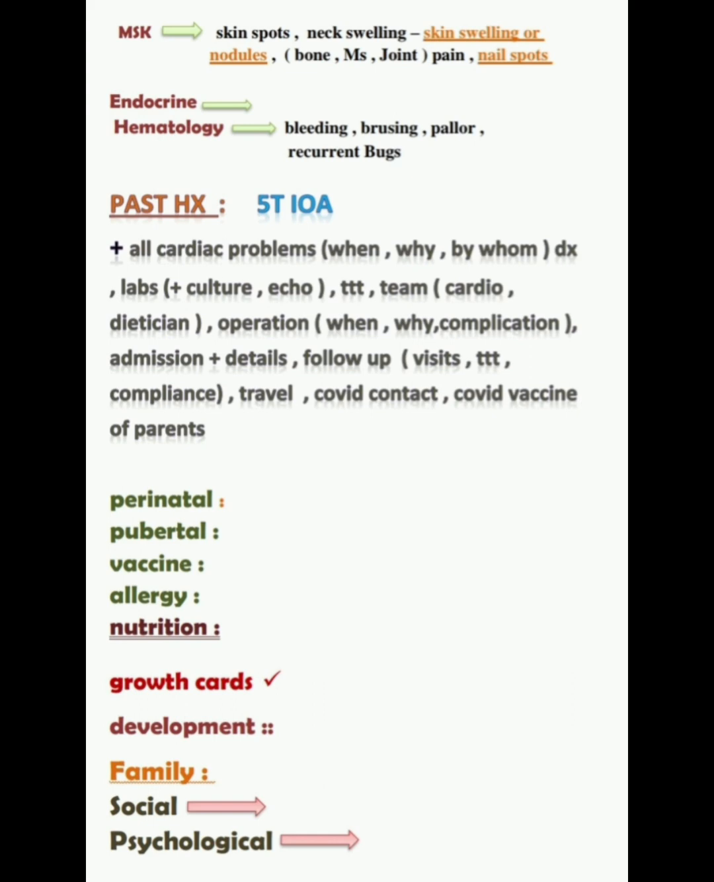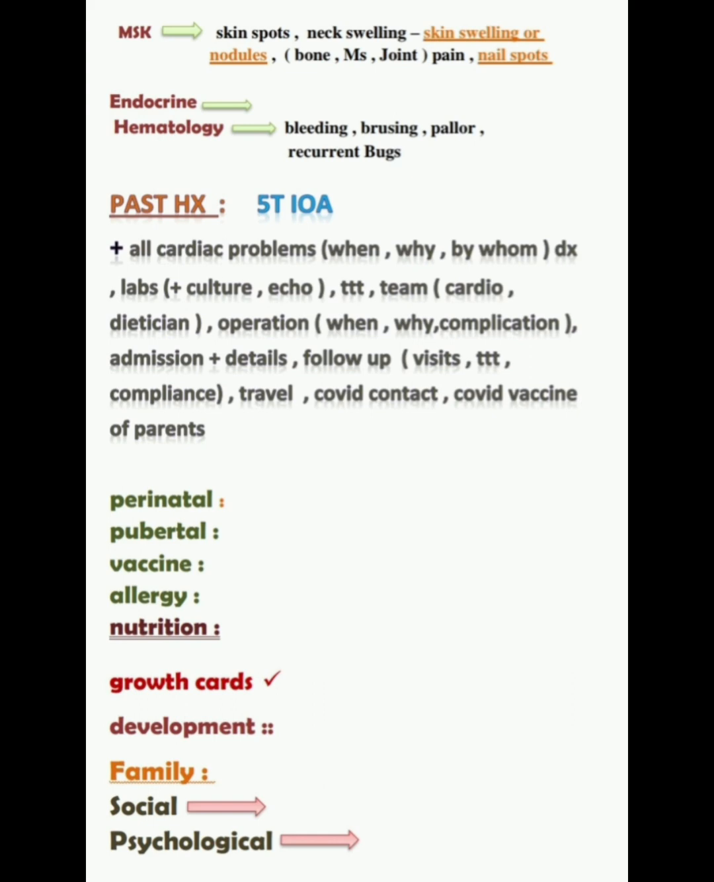So these are the features of infective endocarditis. We know skin swelling or nodules. Is there nail spots? Some features we know are splinter hemorrhage, Osler nodes. These we exclude. Endocrine we ask. Then hematology, ask any bleeding, bruising, pale, recurrent bugs.